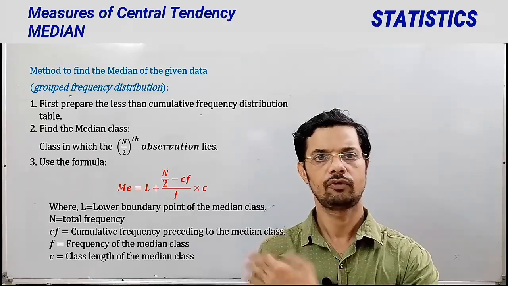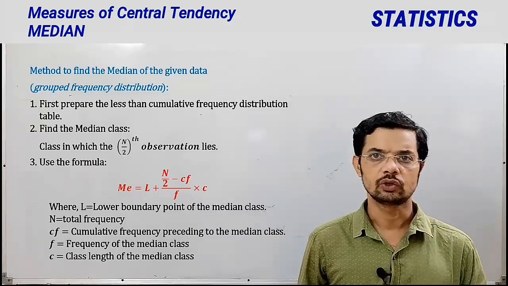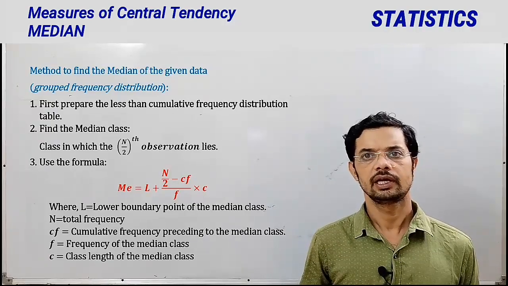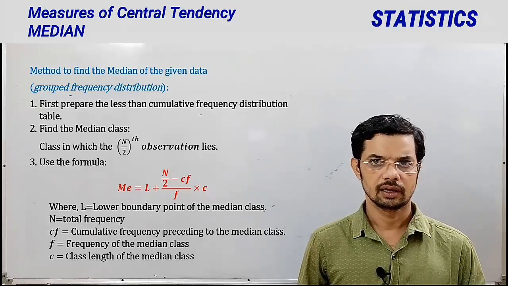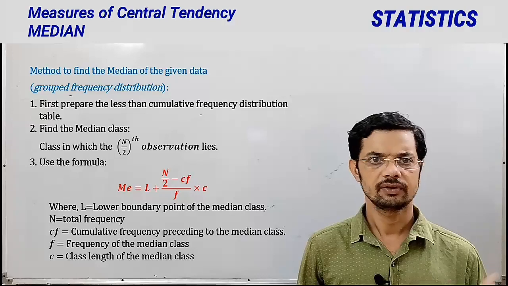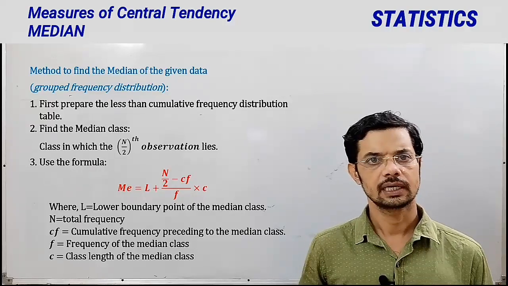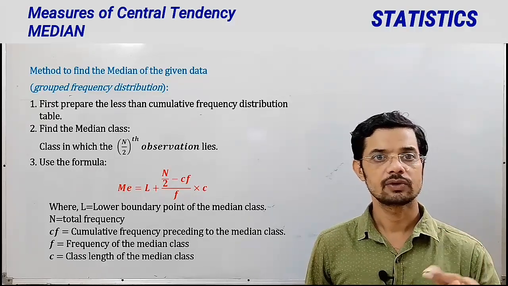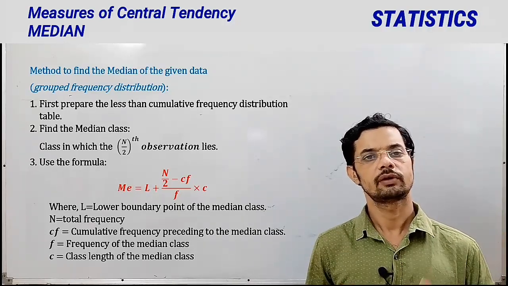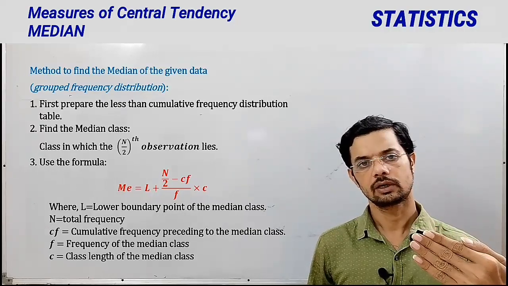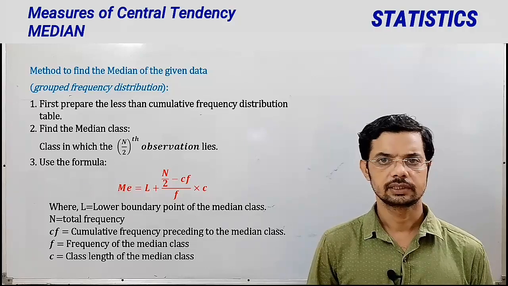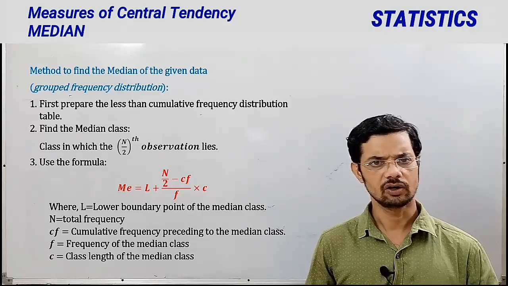Then using the following formula, median M is equal to L plus (n by 2 minus CF) by F, into C, where n by 2 is n divided by 2, and n is the total number of observations. C is the class length, F is the frequency of the median class, and CF is the cumulative frequency of the class preceding the median class. So that's it. Now let's get on to the problems.